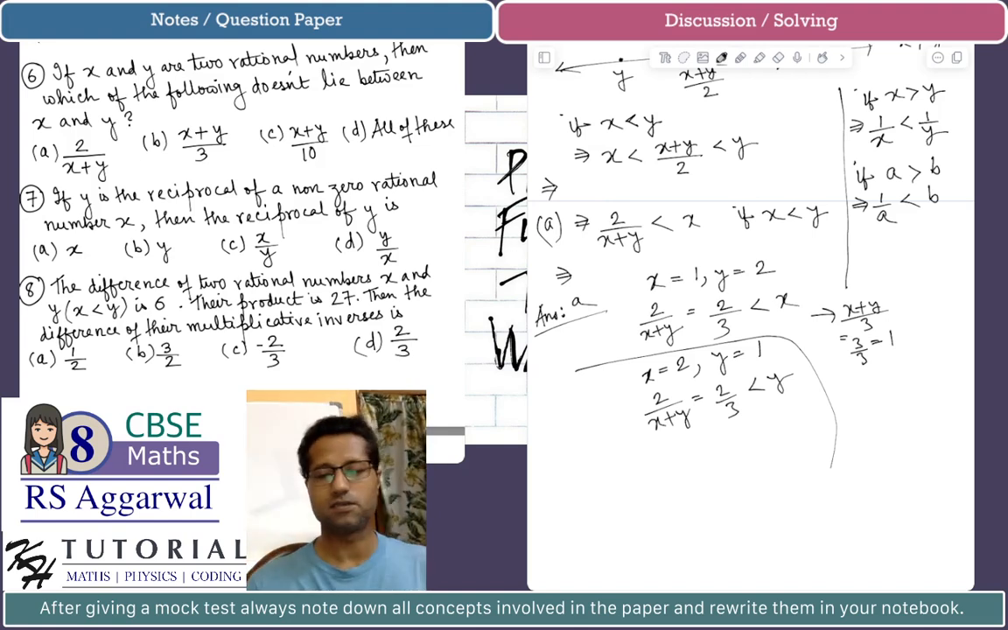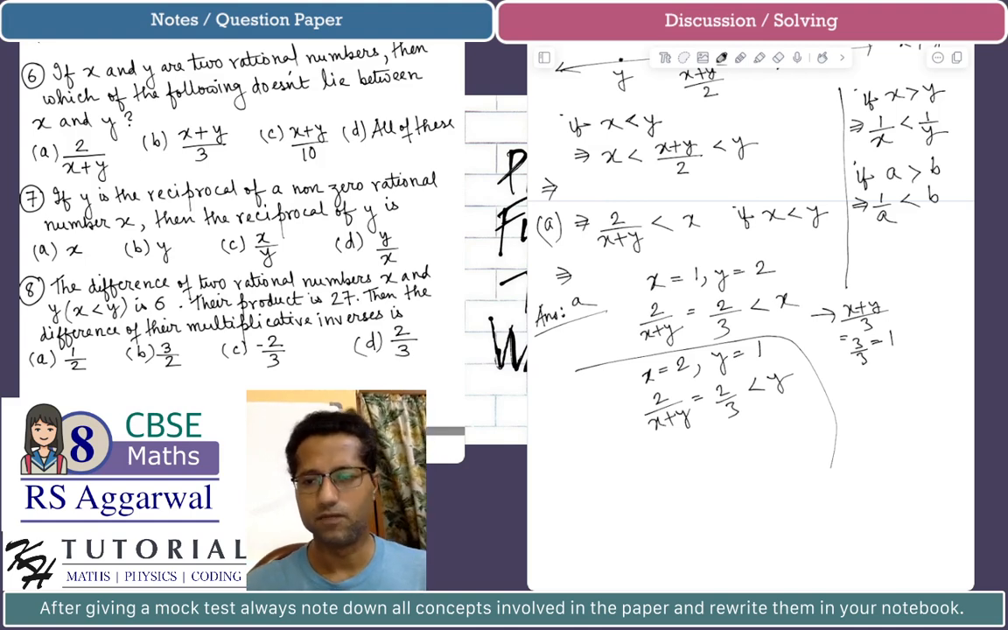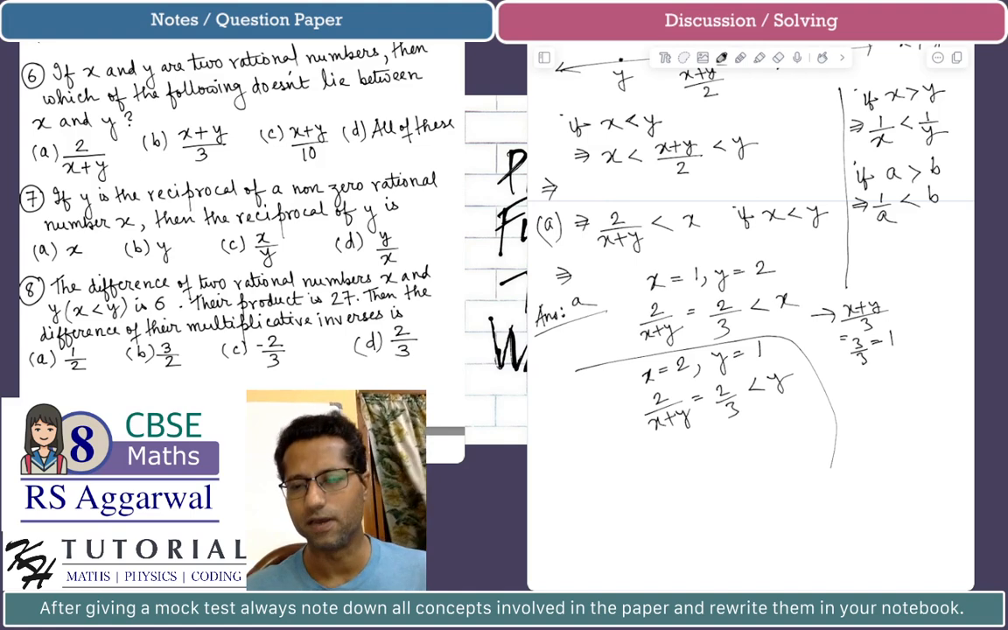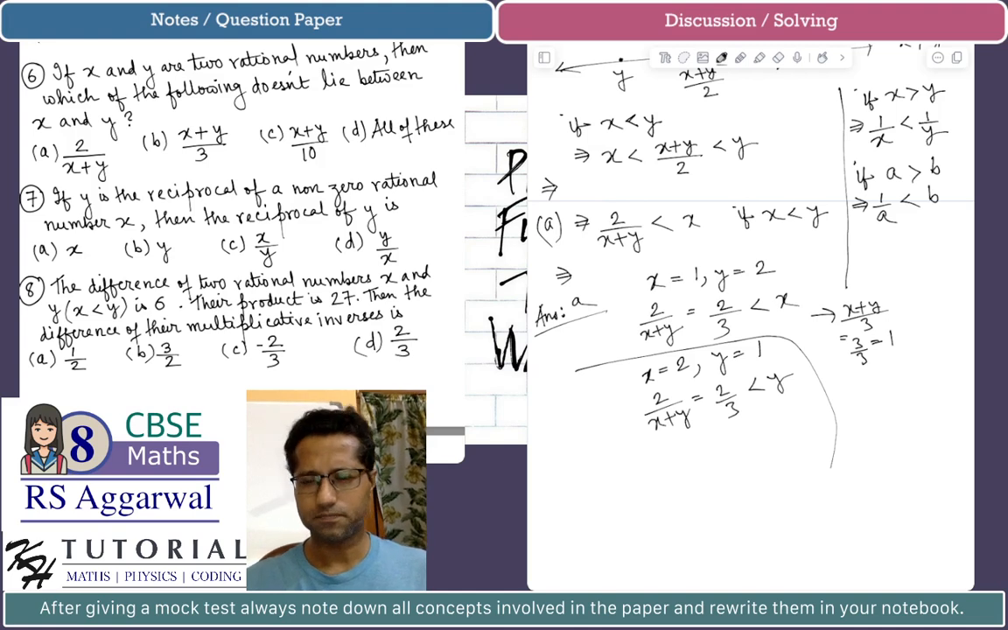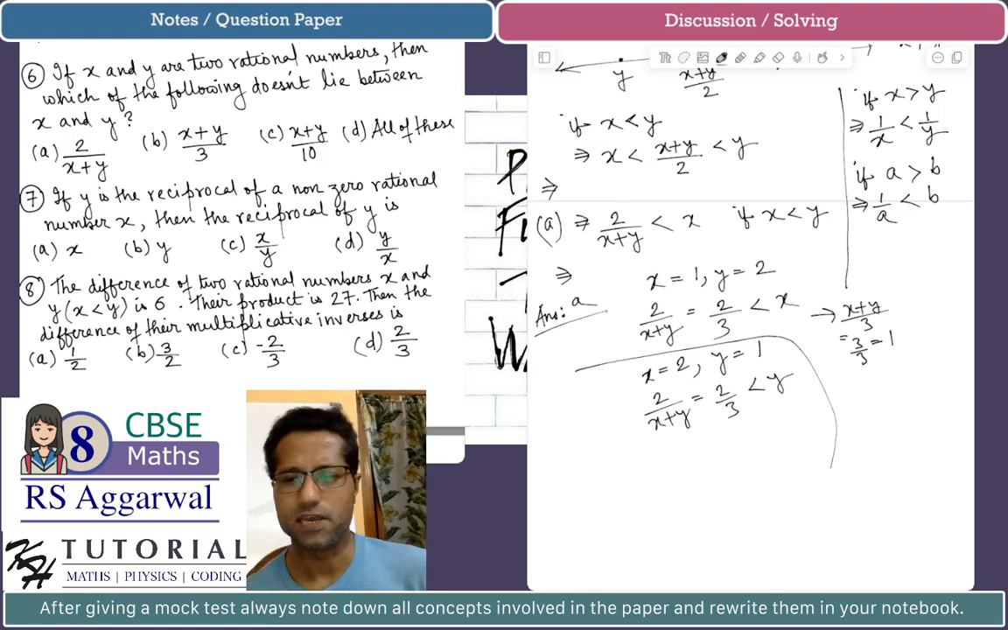Between x and y means it will be greater than x and less than y, but 1 is not greater than 1. So definitely 1 is not greater than x. If x is 1 and y is 2, then x plus y by 3, which is coming to be 1, is not lying between x and y, because it is becoming equal to x. x does not lie between x and y, or y does not lie between x and y. You should have a clear understanding of this. So definitely x plus y by 3 is also not lying between x and y.